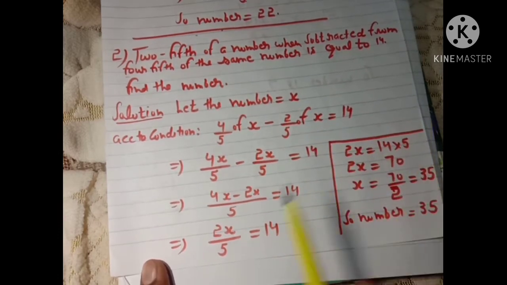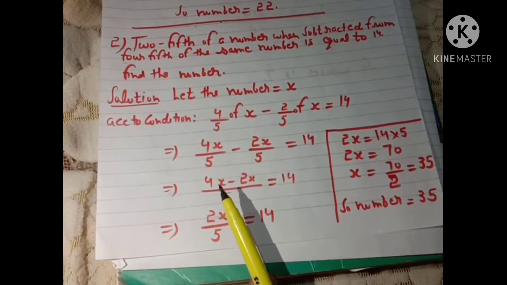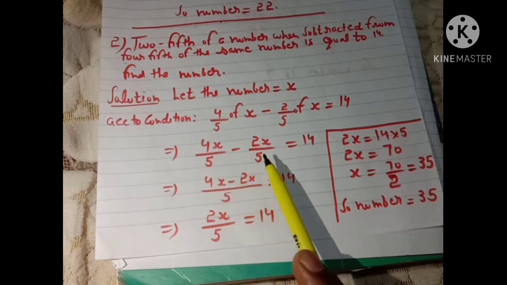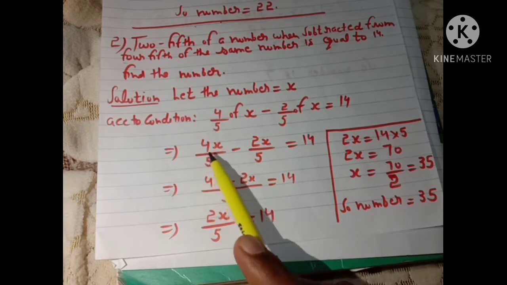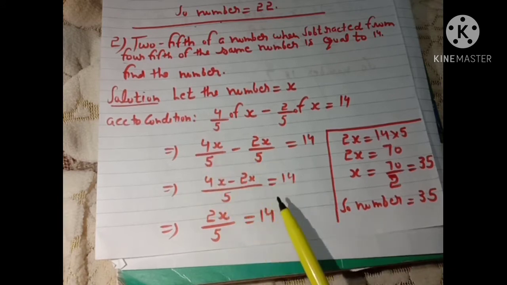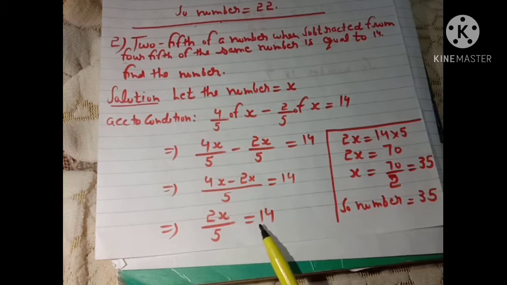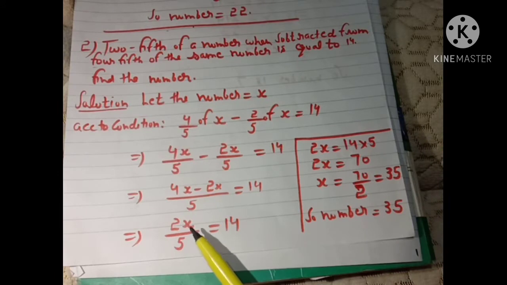And now you can see we have to subtract the values here. So see this one also. Now you can see this 5 here in the denominator and the same term is also here, so we have to take this 5 as an LCM. So write down this 5 here, and then 4x minus 2x is equal to 14. And 4x minus 2x will become 2x over 5 is equal to 14. You can see I have solved this one also, so it will now become 2x over 5 is equal to 14.